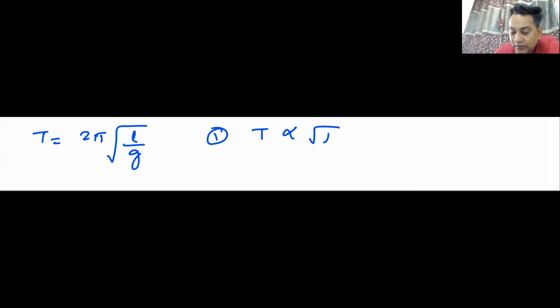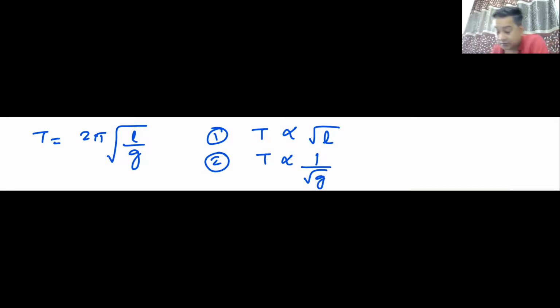Okay. So we have seen that the time period of a pendulum is equal to 2 pi root over L by g. From here, we can write 2 things. Number 1, time period is directly proportional to root over L. If I make the length 2 times, time period will become root 2 times. Number 2, time period is inversely proportional to the value of acceleration due to gravity.